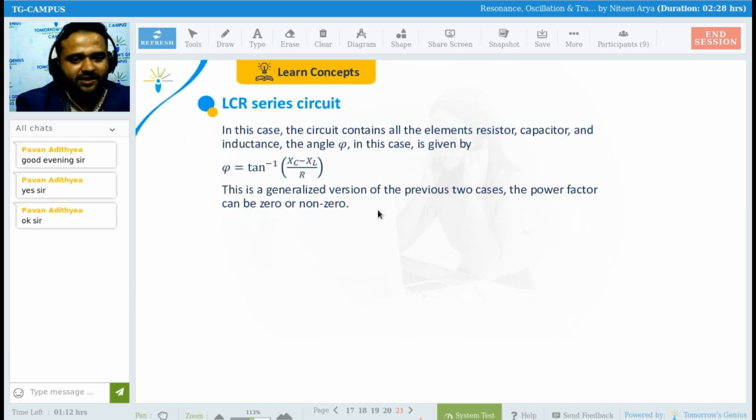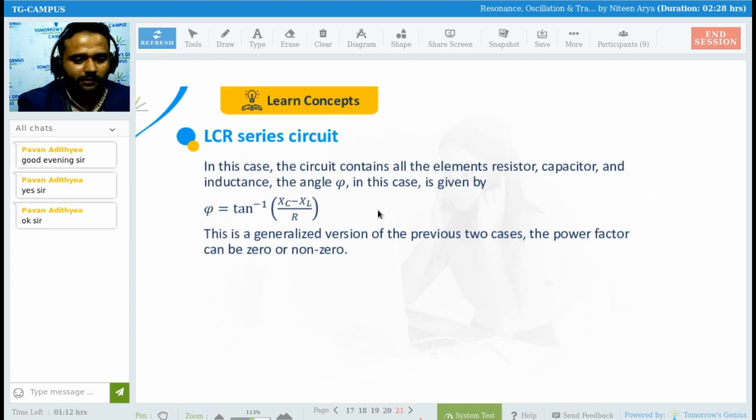Moving ahead, the LCR series circuit. Here you can write XC minus XL also, in modulus. In this case, the circuit contains all the elements: resistor, capacitor, and inductor. The angle phi in this case is given in this manner. This is a generalized version of the previous two cases. The power factor can be 0 or non-zero. If XC equals XL at resonance condition, power can be 0. If it is not, power can be non-zero. Clear?